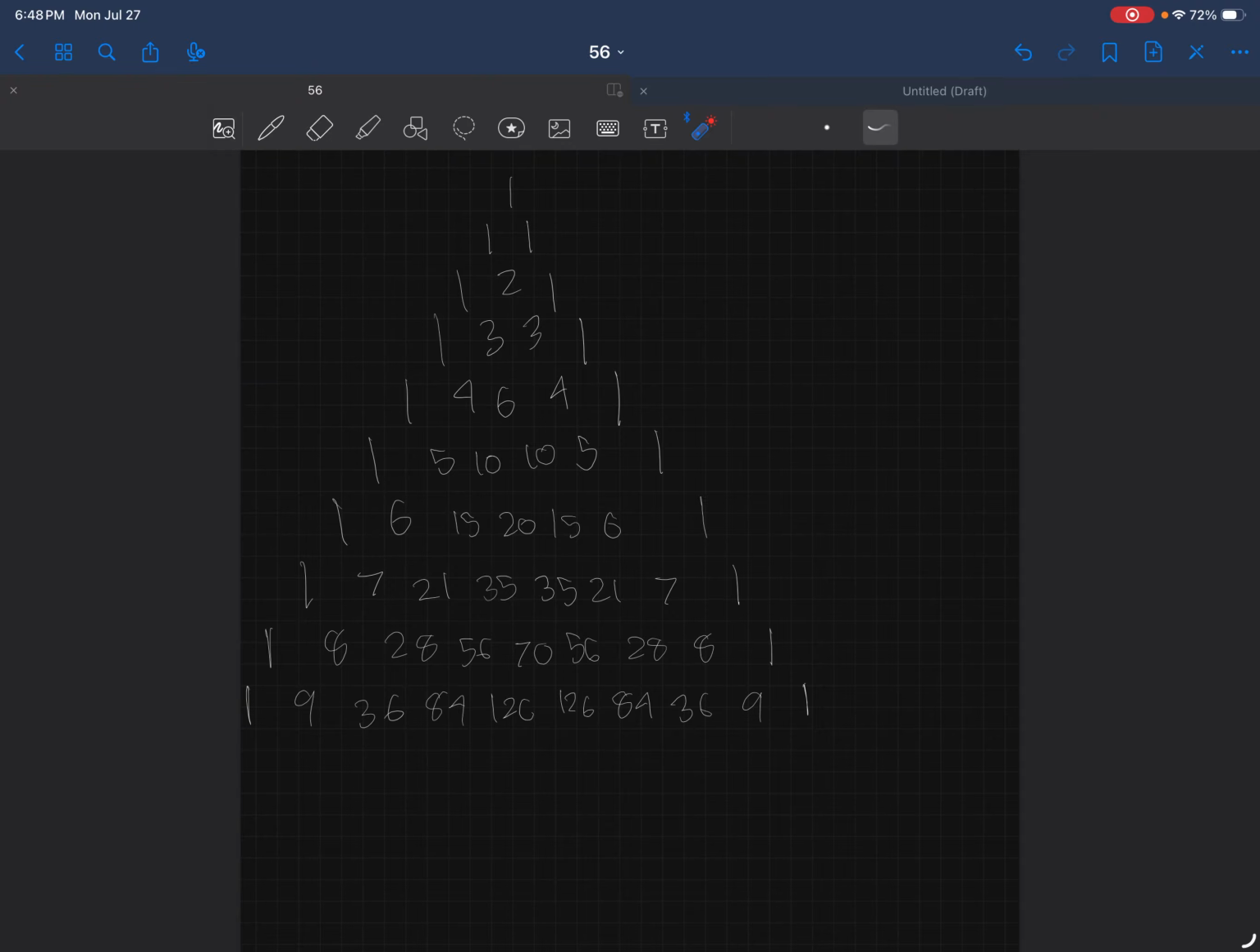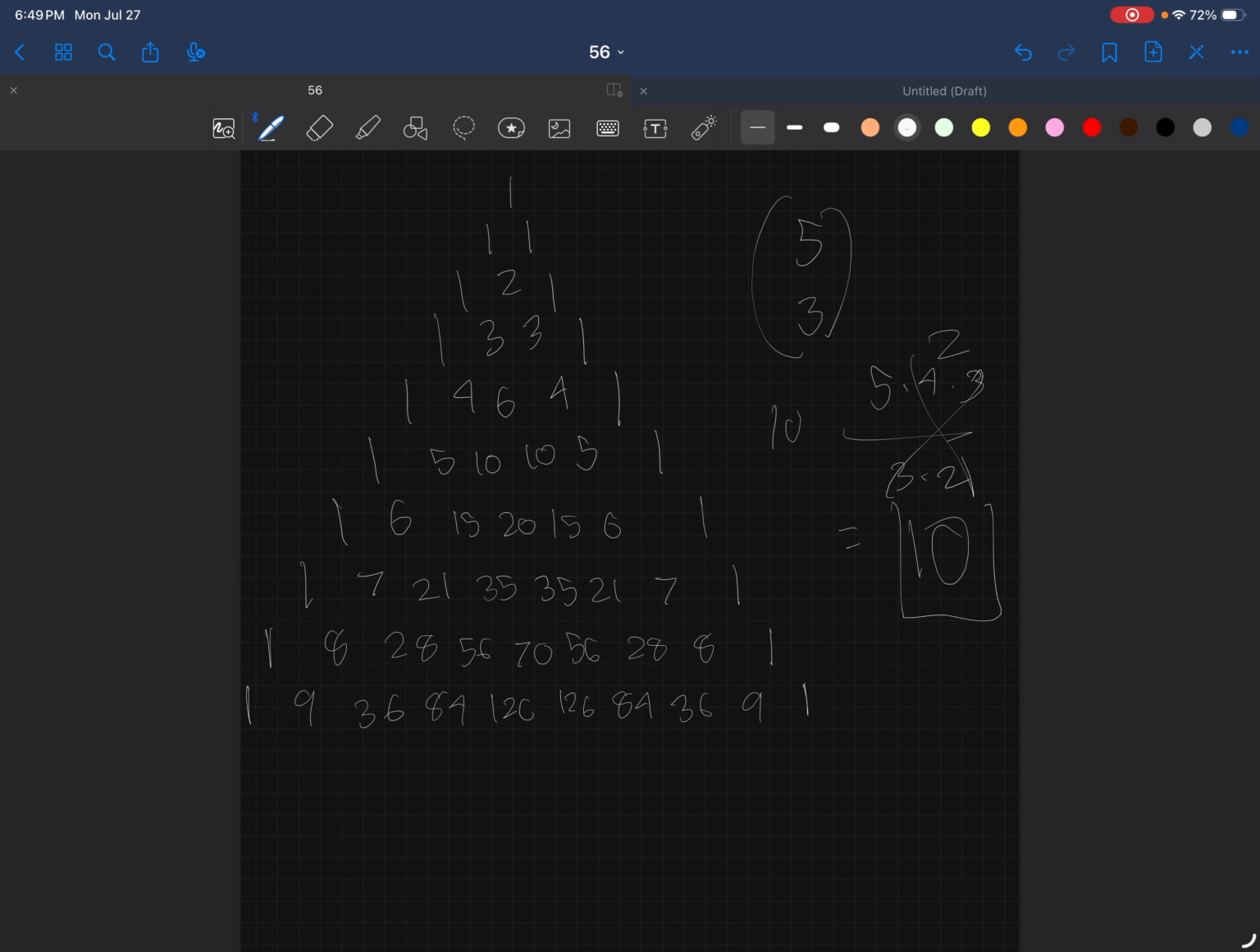Pascal's triangle can let us calculate any choose by just looking at our row number and our column number. So for example, let's say I wanted to figure out 5 choose 3. I would just go to the 5th row, 0, 1, 2, 3, and I can assure you that it is 10. Let's see. 5 times 4 times 3 all over 3 times 2. 3 cancels out, 2 here, and yep, we get 10.